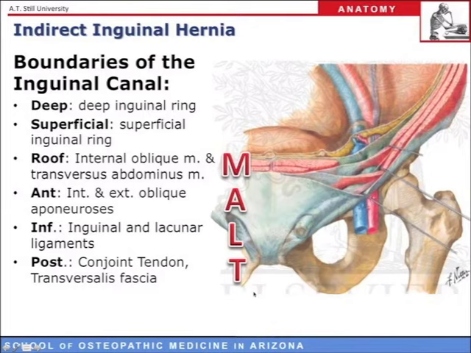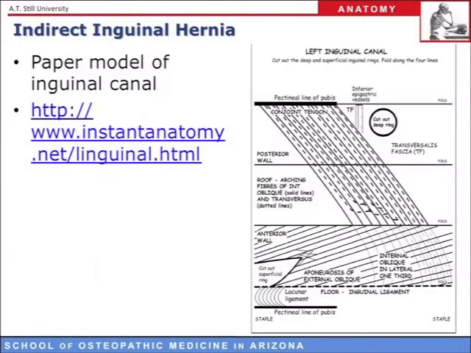So this is important, but it may not be easy to visualize. So this next slide may help. If you want to put this URL into your browser, it is going to take you to Instant Anatomy, which is a good site. I encourage you to look through that, but it'll take you specifically to this handout.